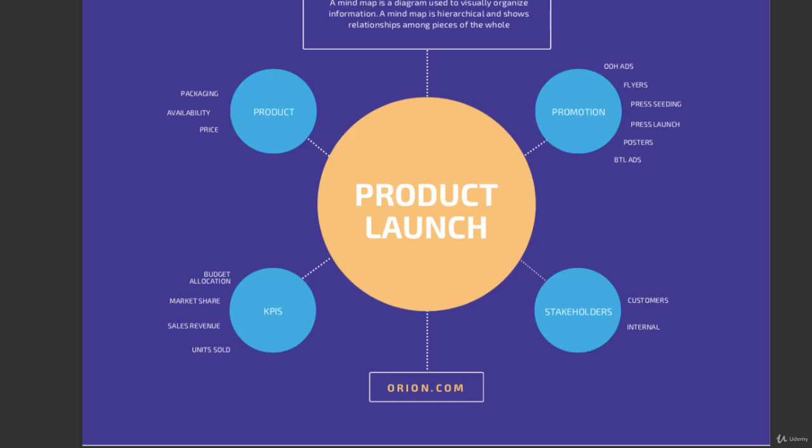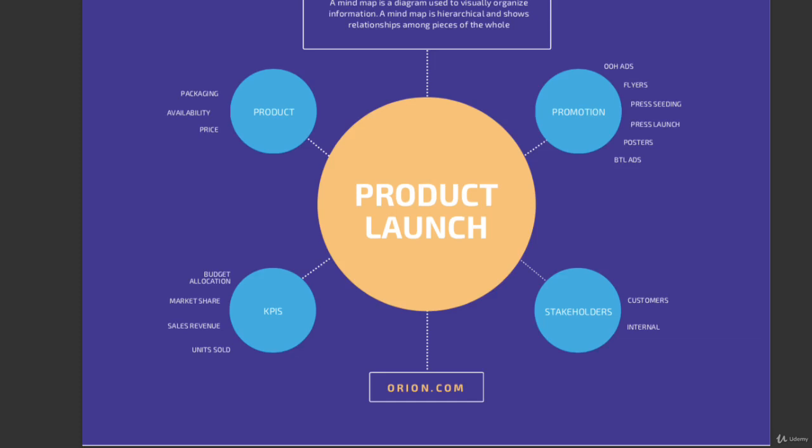Okay, the goal is for this product to be on the market, and what do you have to do in order for this product to be on the market? You need to go through the product launching process. So you have the main idea, and now you need to go through the branches. So in terms of product launch, there are four things written right here. Maybe you can think about something else. There are four things right here that are written as stuff that are related to the product launching process. First, it's product, packaging, availability and pricing, promotion, you have stakeholders, and KPIs.